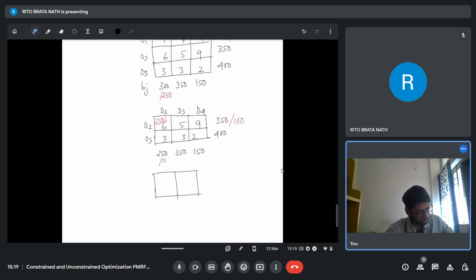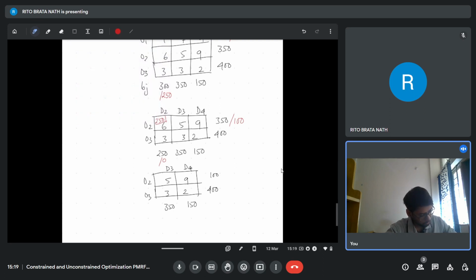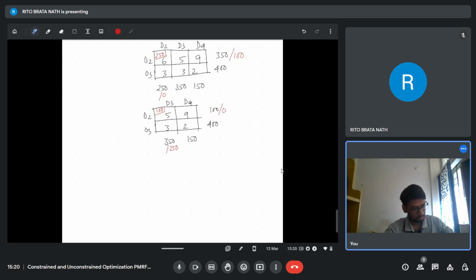So we're left with this D3, D4, and O2, O3. This is 5, 9, 3, 2. This is 100, 400, 350, 150. Again you can allocate to the northwest corner, and that would be minimum of these 2. So that's 100. This is 0. This is 250. So you're left with only one row.